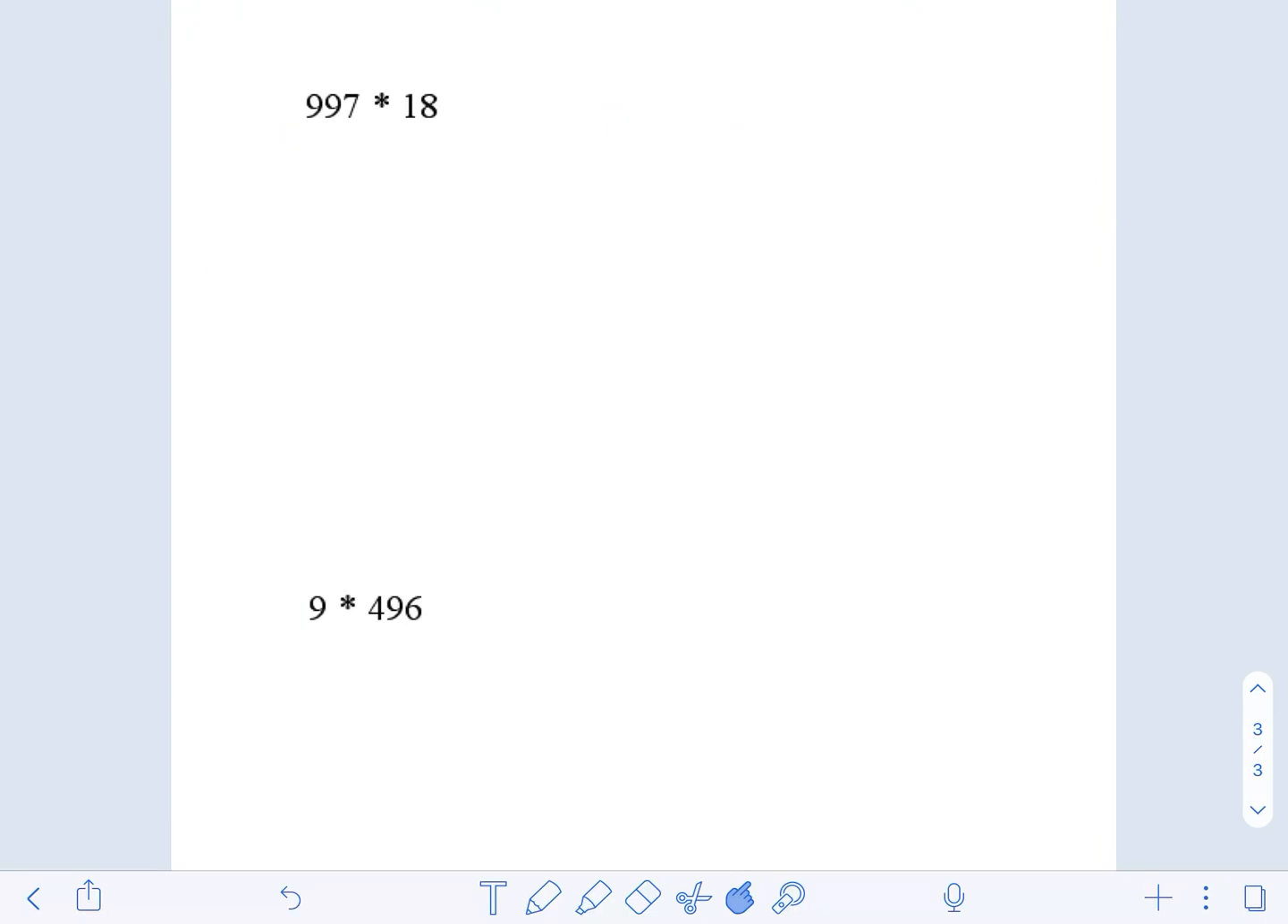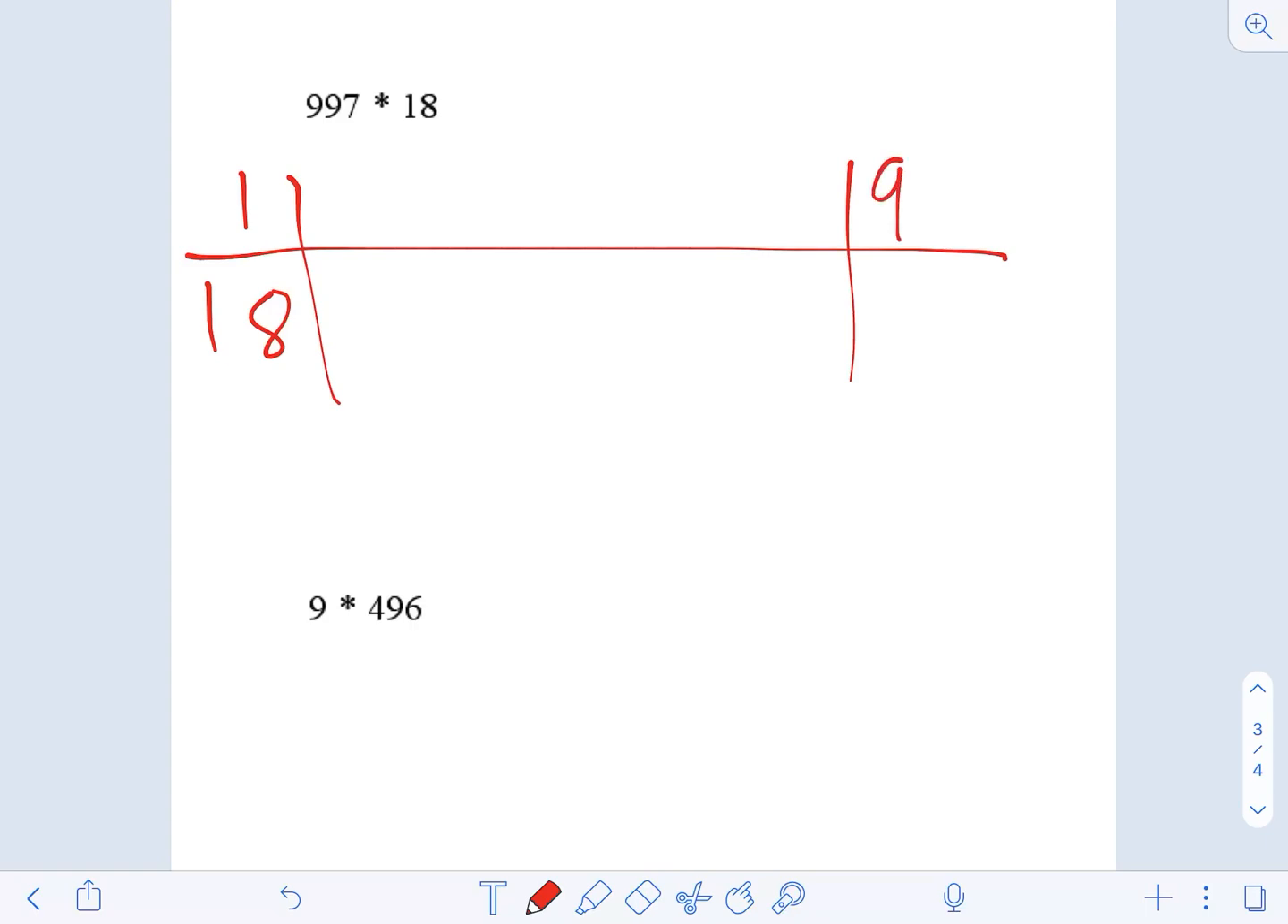Ooh, wow, this is a good one. 997 times 18. That is a lot of chunking. Or that's a lot of steps. That's a lot of lattice. So let's look at it. Well, I'll start with 18. And my goal is to get 997. Well, I'm going to write this above here. I know that 997 is just 1,000, which is easy to get to, minus 3.